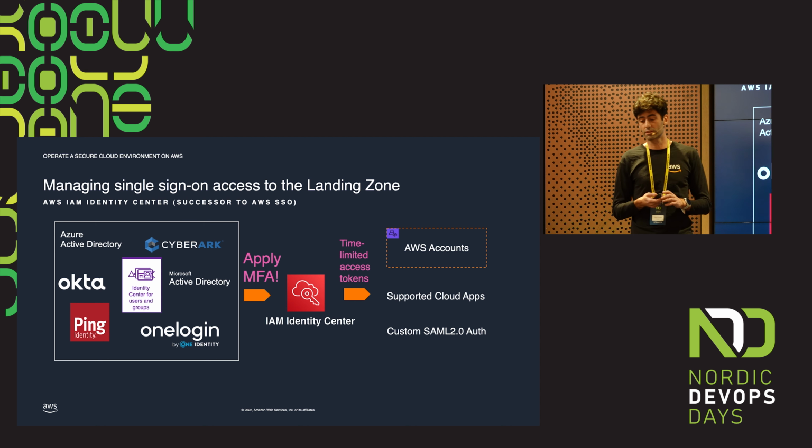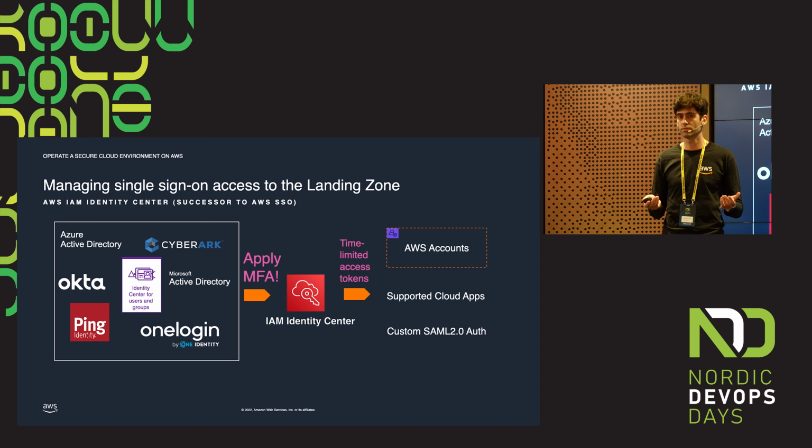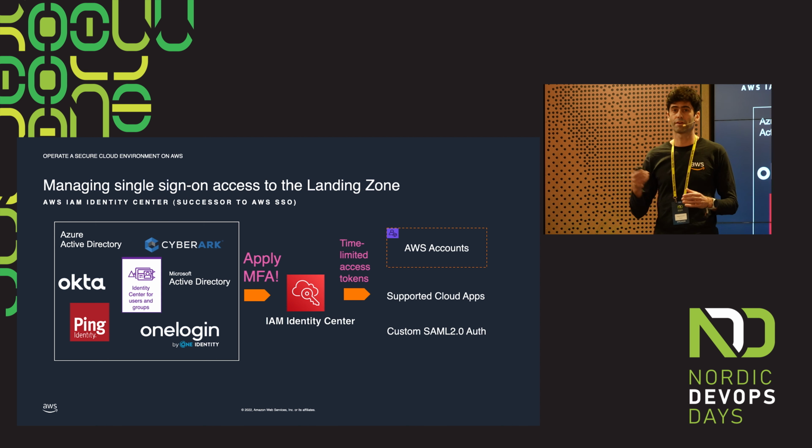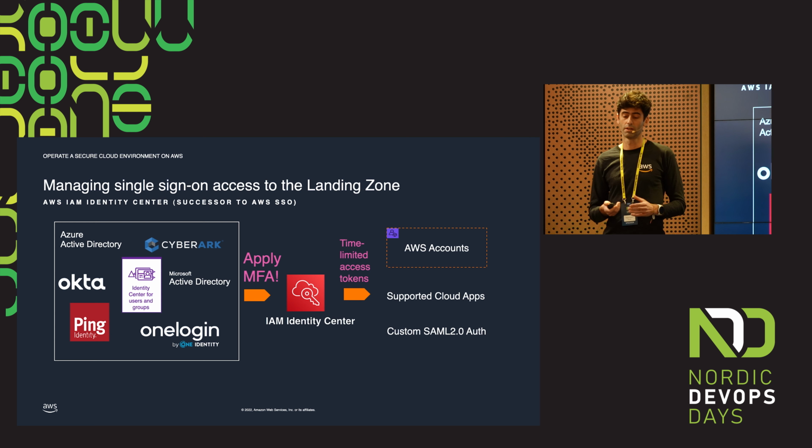Identity Center also integrates out of the box with other commonly used cloud applications, like Slack and Office 365. So you can use it as a single sign-on also for your other cloud apps. Any cloud, any application that supports the SAML 2.0 federation protocol will be able to integrate with SSO. So keep your identities in one store is the main idea here.